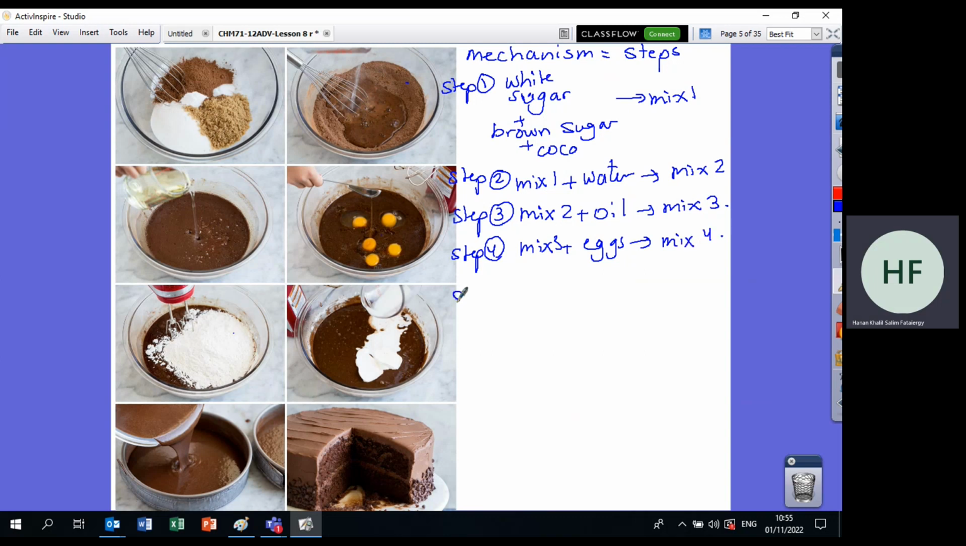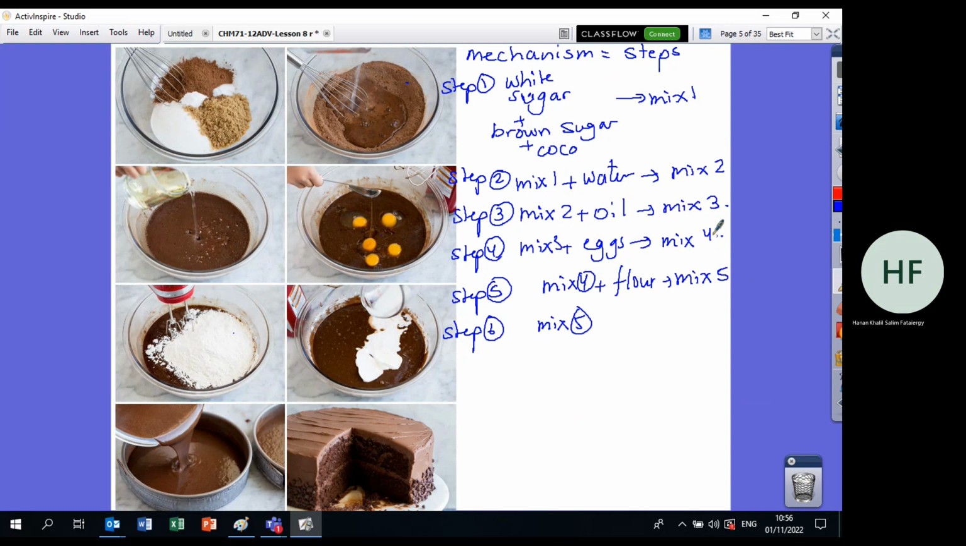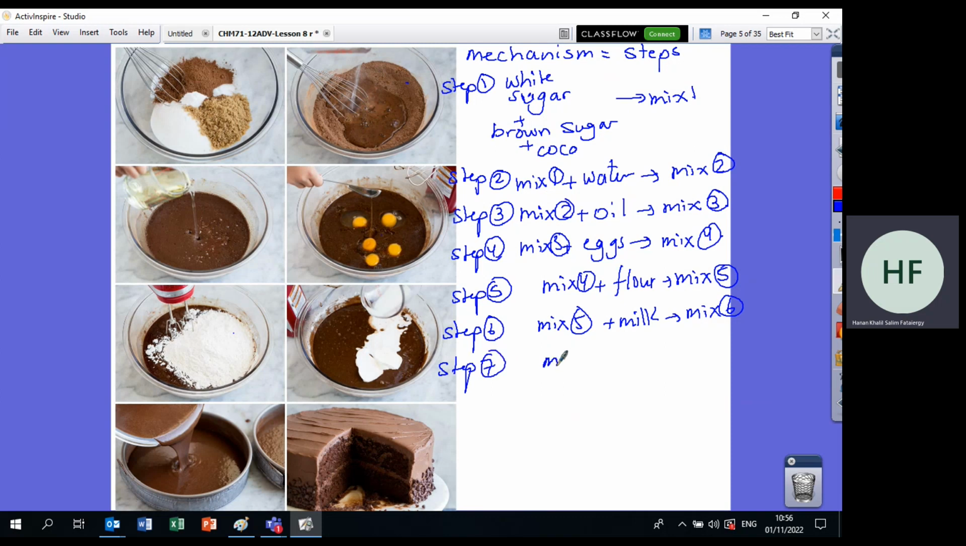Now this is step 5. I took mixture 4 and I added to it flour, and I got mixture 5. And in step 6, I took mixture 5 and I added to it milk, and I got mixture 6. Okay, and in the last step, which is step 7, I took mixture 6 and I put it in the oven, and then I got the cake.